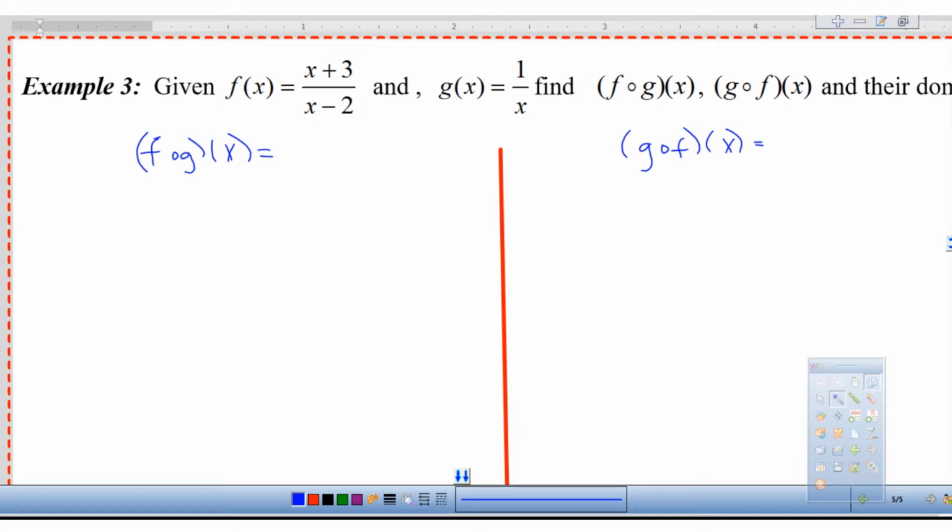Let's just deal with the left side. So this is f of g of x, like that. Okay, then I'm going to take that g of x and replace it with what g of x is equal to. So this is f of 1 over x, like that.